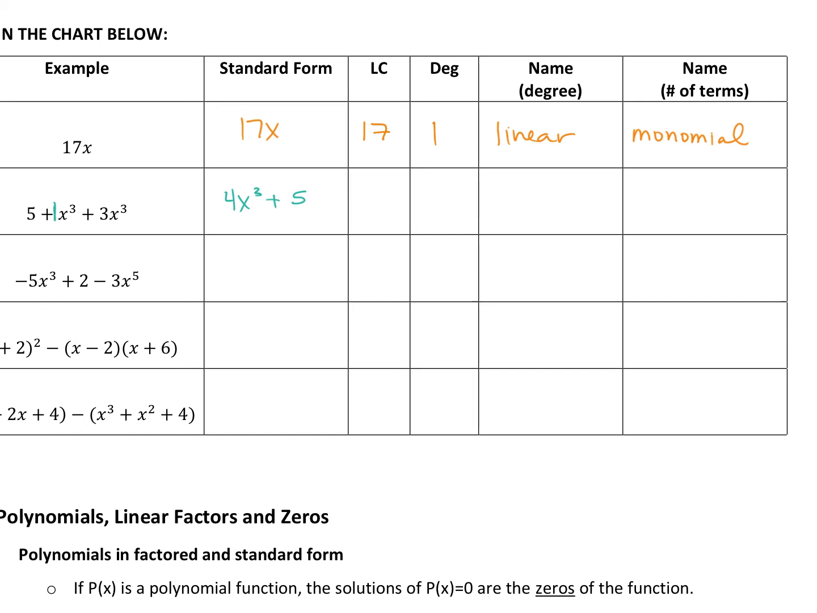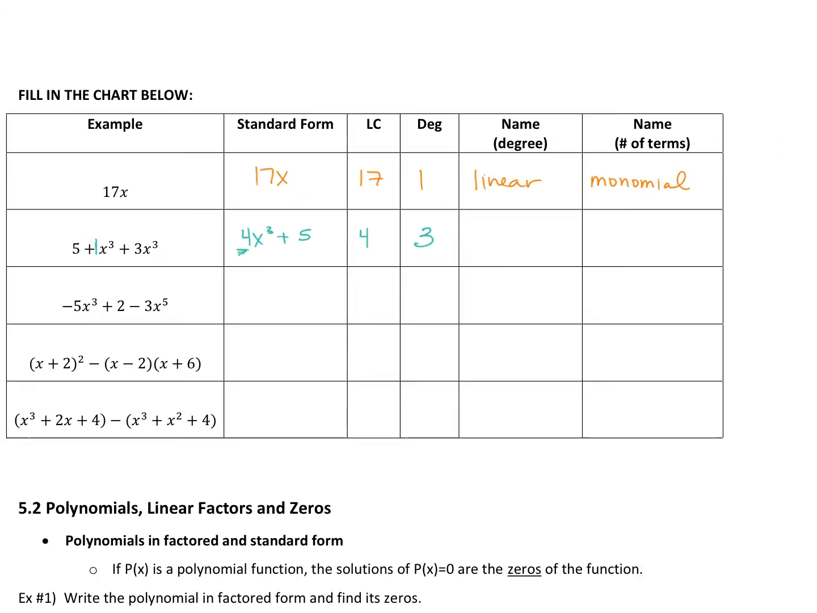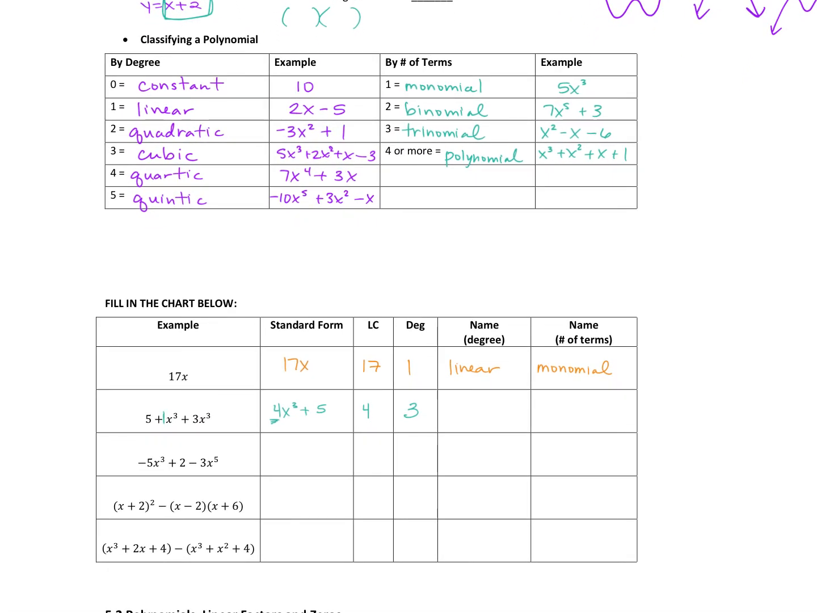What is the leading coefficient in 4x cubed plus 5? That's a 4, right? The number in front of your biggest exponent and variable. So that's a 4. What's the degree of the polynomial? 3. Okay, so the name based on the degree, cubic, right? If you look up here, a degree of 3 is a cubic.